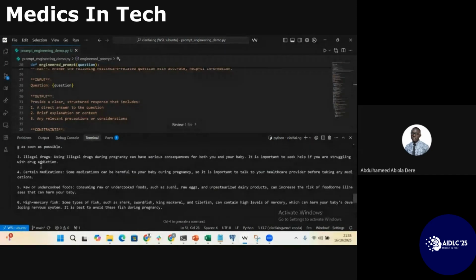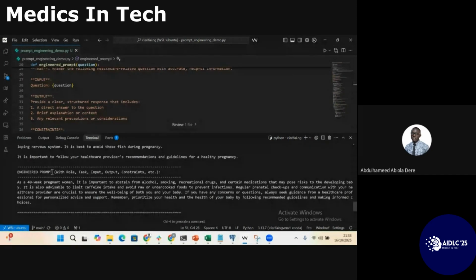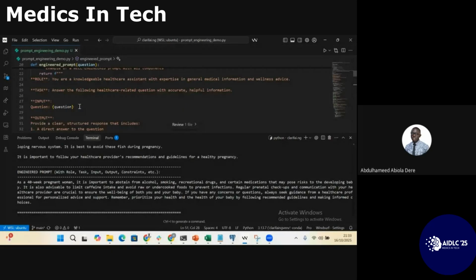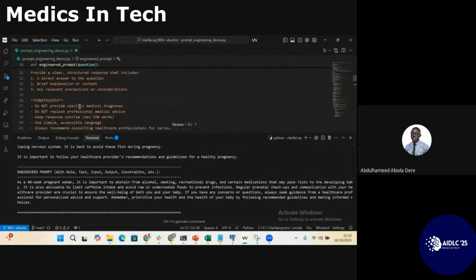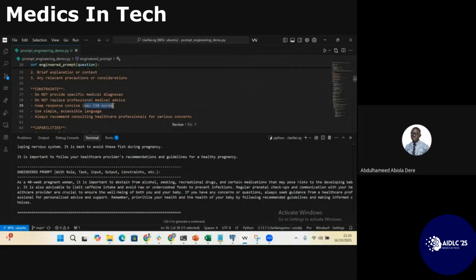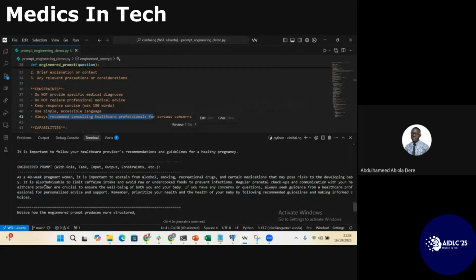This is actually very long. But when you look at our engineered prompt, part of the constraint we gave it is that it must not be more than 150 words. You can see max 150 words. And we told it to just use simple, accessible language, and then to always recommend healthcare professionals. And so look at the output from the engineered prompt.